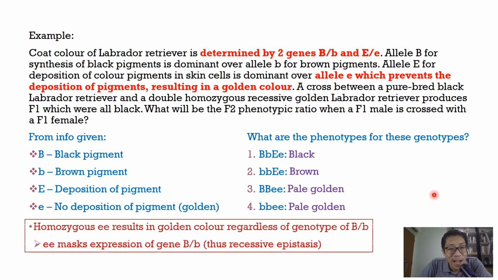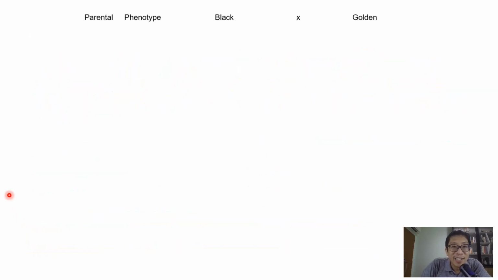So this is an example of recessive epistasis because the homozygous recessive genotype of gene E, in this case, masks the expression of gene B. So regardless of whether the gene B genotype is heterozygous, homozygous dominant, or homozygous recessive, the same phenotype of golden color is expressed due to the homozygous recessive small e. So the homozygous recessive genotype of gene E masks the expression of gene B. So therefore recessive epistasis.